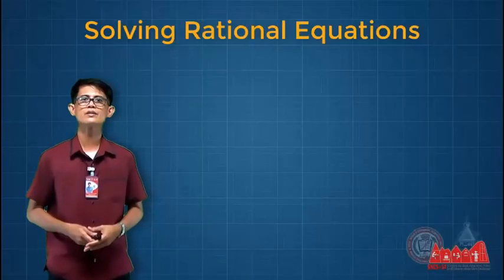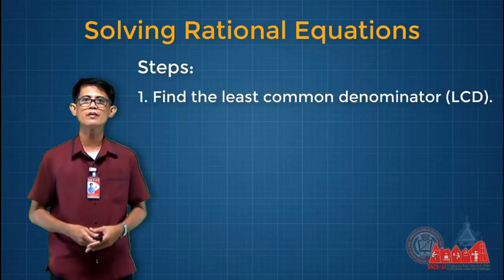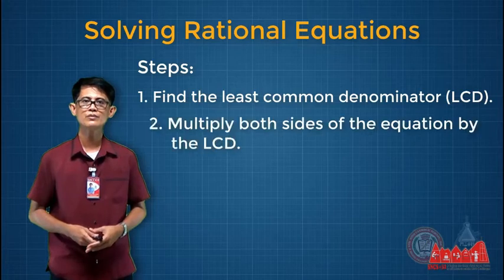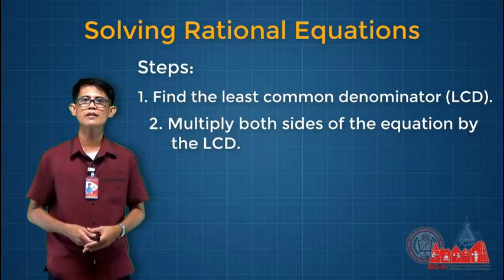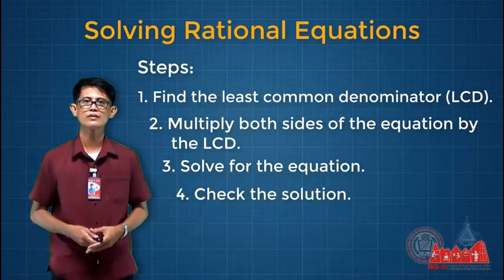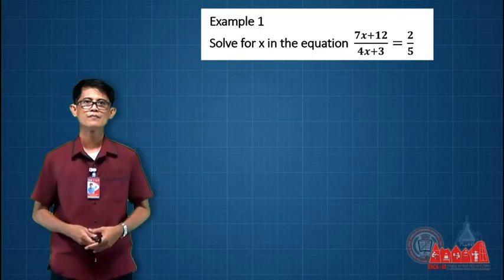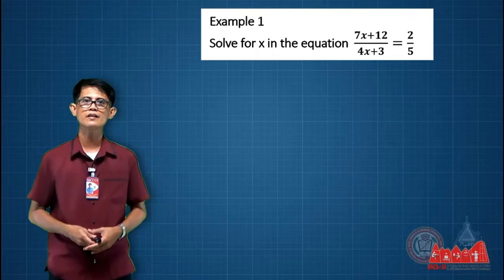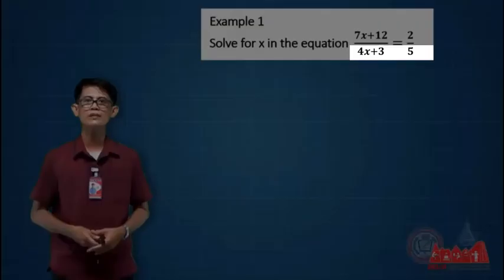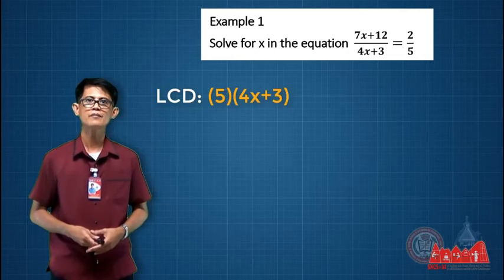To solve rational equations, follow these steps. Number 1, find the least common denominator or LCD. Number 2, multiply both sides of the equation by the LCD. Number 3, solve the equation and check the solution. Example number 1. Solve for x in this equation. Step 1. Find the LCD. The denominators are 4x plus 3 and 5. So the LCD is 5 times 4x plus 3.